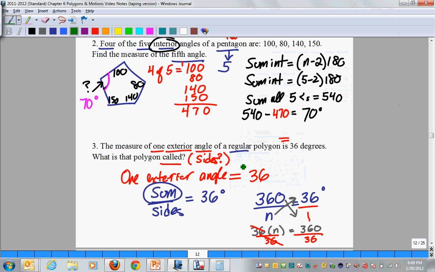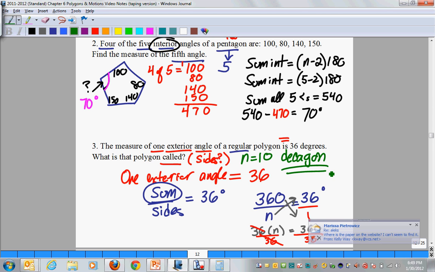So we have here our number of sides is 10. That's called a decagon. What is it called? It is called a decagon.